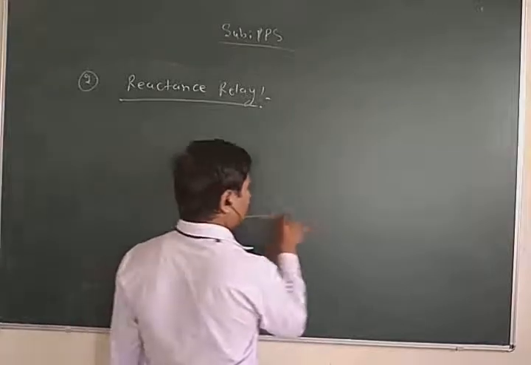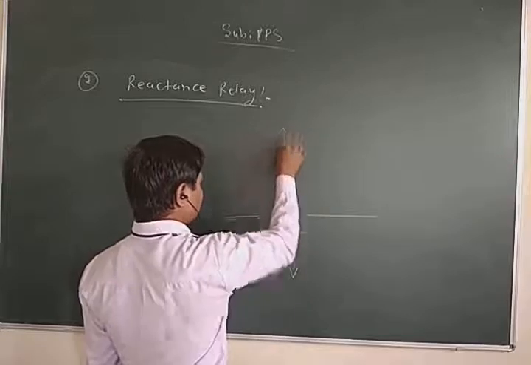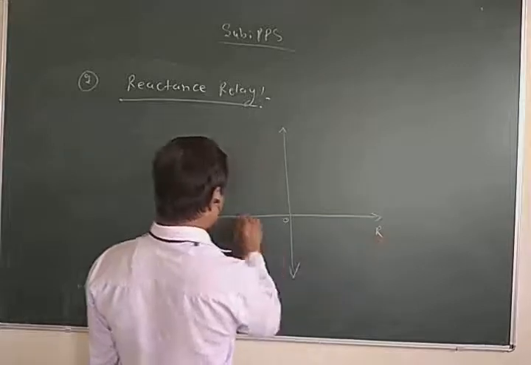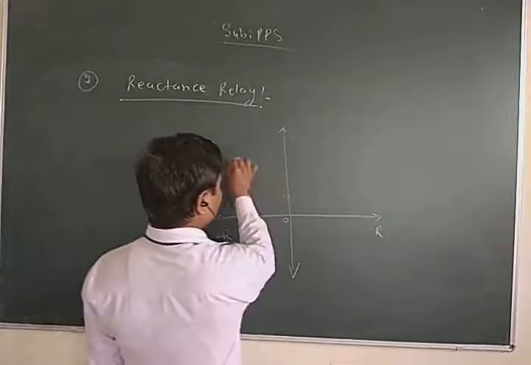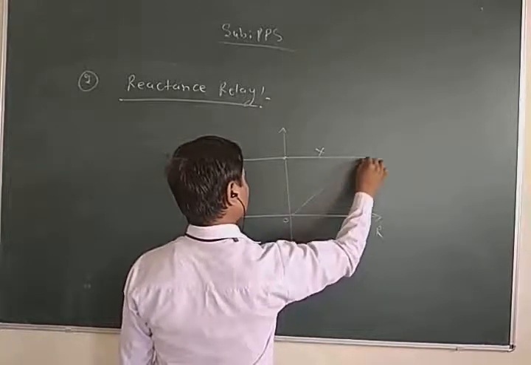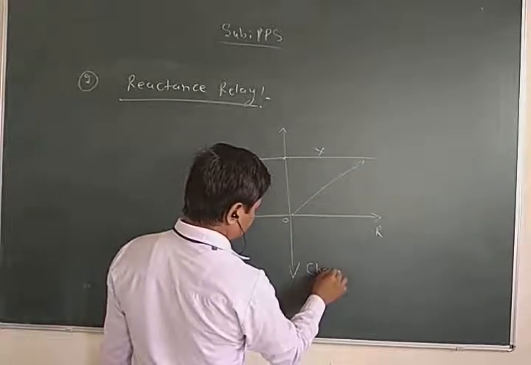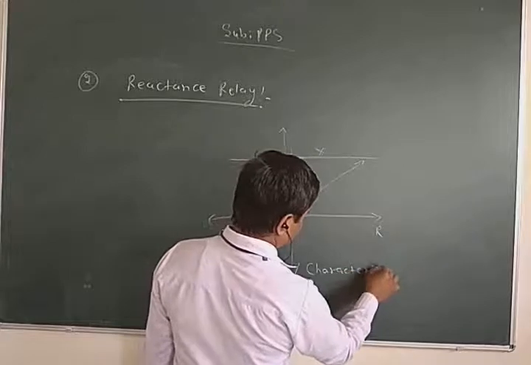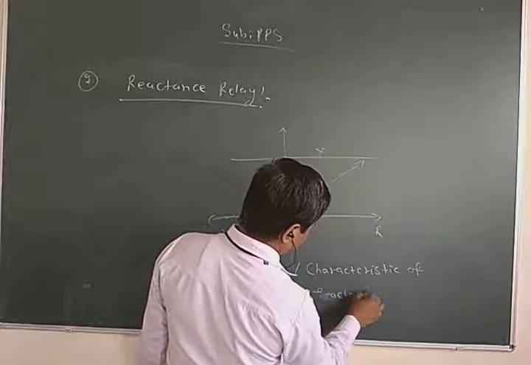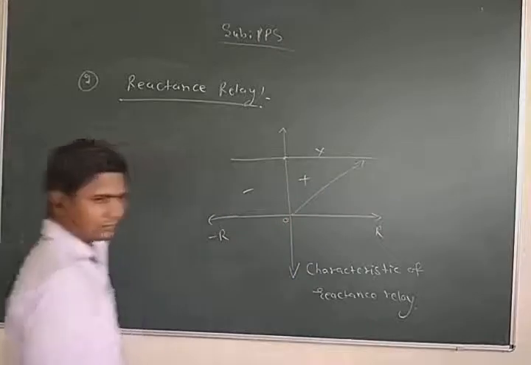Its characteristic is represented by X, R, minus R. So this is the X. This is the characteristic of the reactance relay. Plus torque, minus torque.